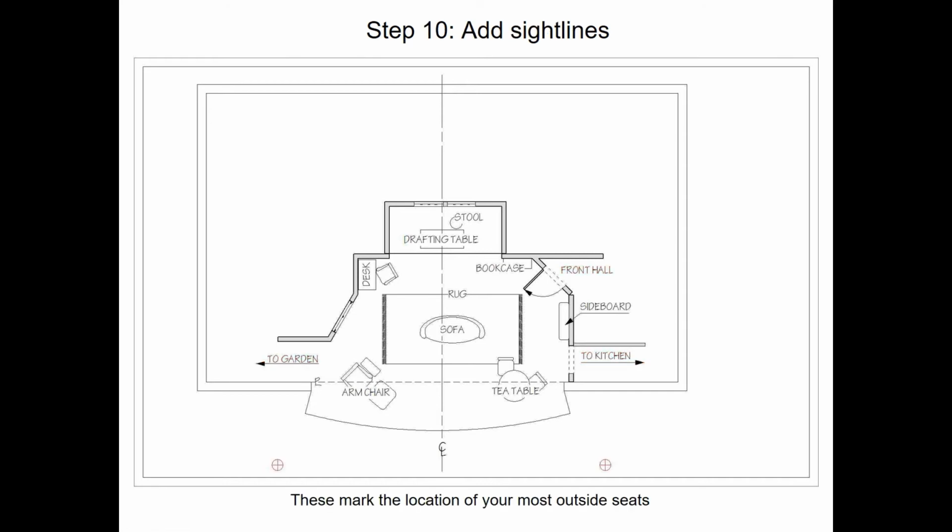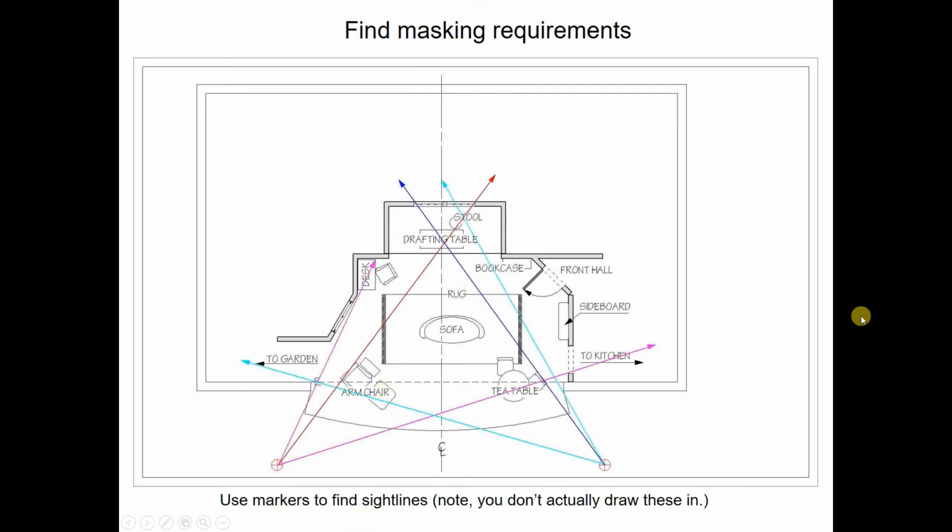Then we want to think about adding our sightline markers. All these little sightline markers are, as you'll see, these little crosshairs in the drawing. We just want to think about, how are we seeing the set from our lousiest seats, the ones that are way off on the ends? Now this next step is really important that you get. All of these colored lines that I'm drawing on here are not something you actually draw. These are just to show you during the PowerPoint what I'm talking about with sight lines.